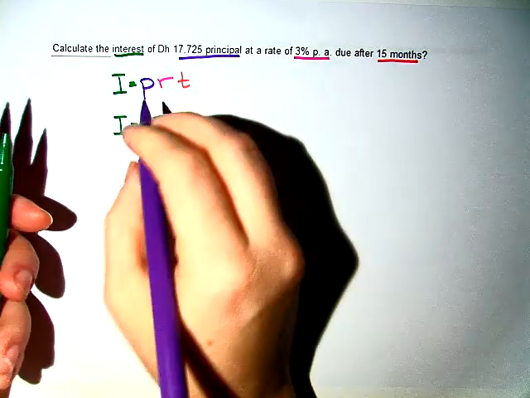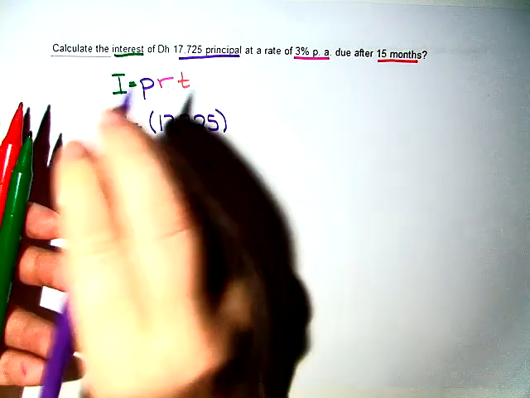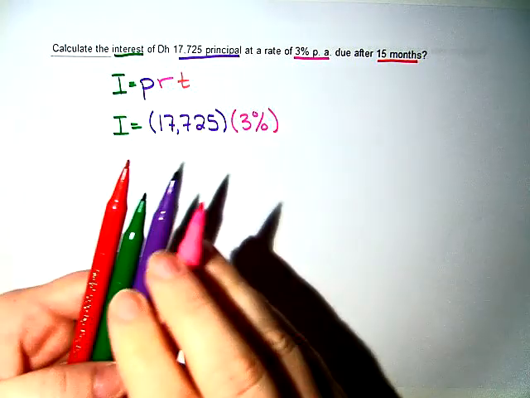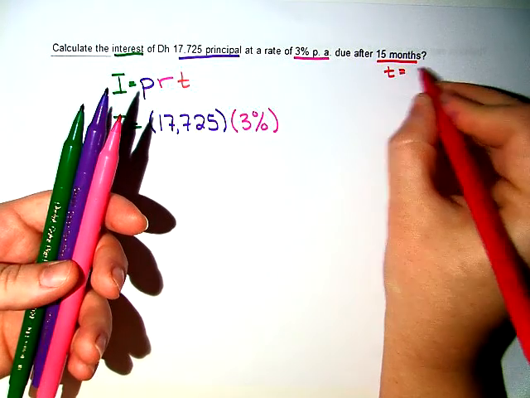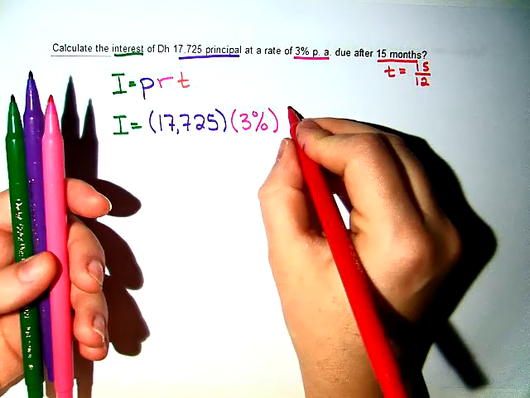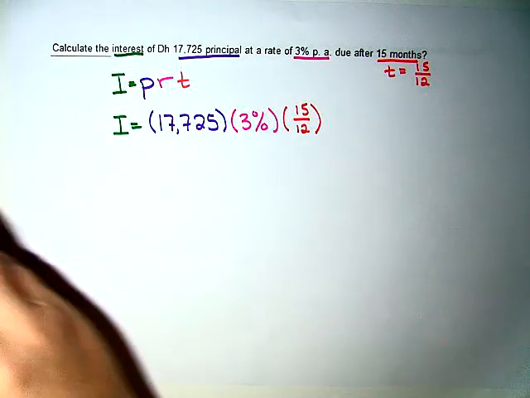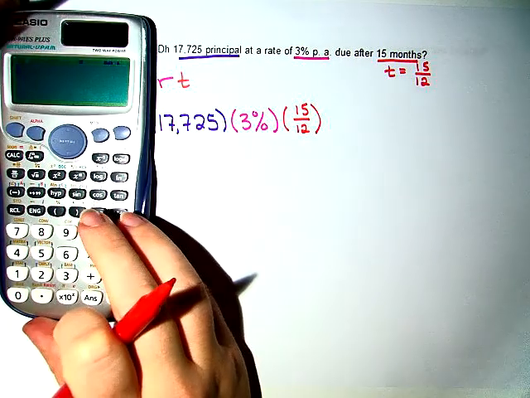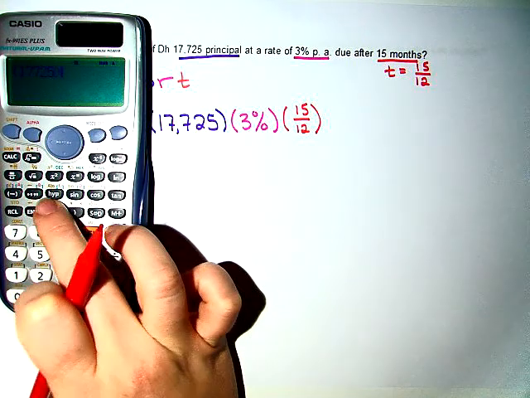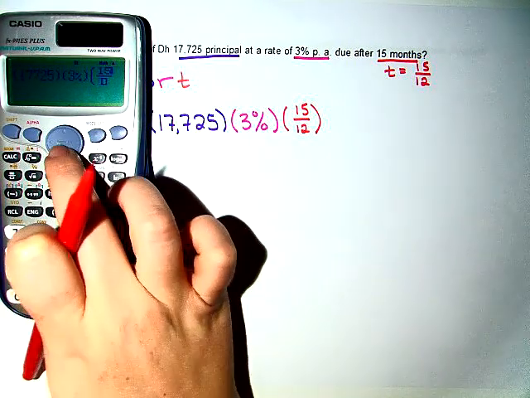Interest, we know our principal is $17,725 and the rate is 3% per year, and now it's 15 months. So the time has to be 15 over 12 because we have to divide by 12 when it says months. So we're going to get out our calculator and put it in exactly as we see it. 17725, 3% symbol, and fraction 15 over 12.